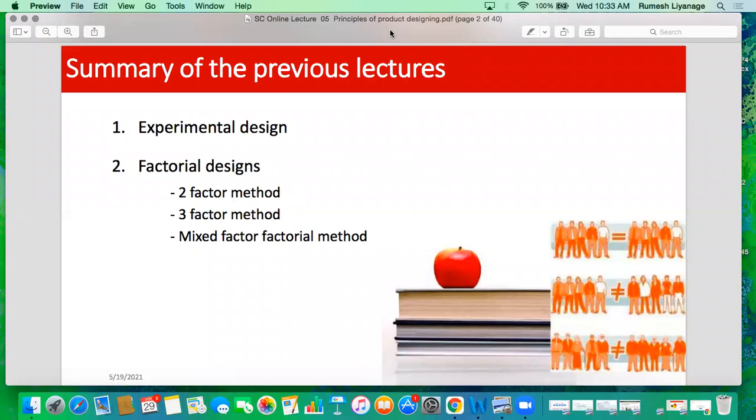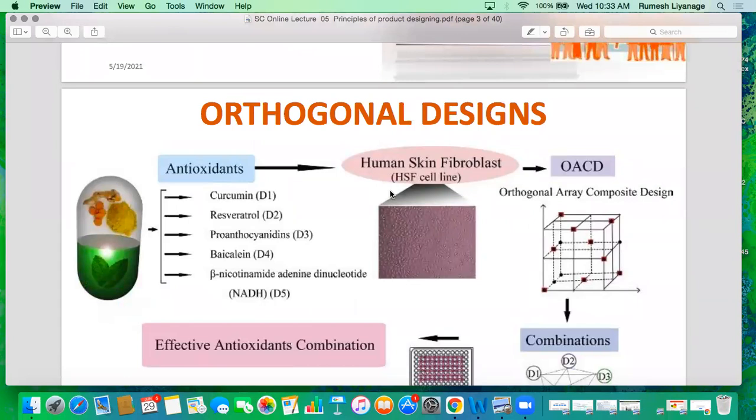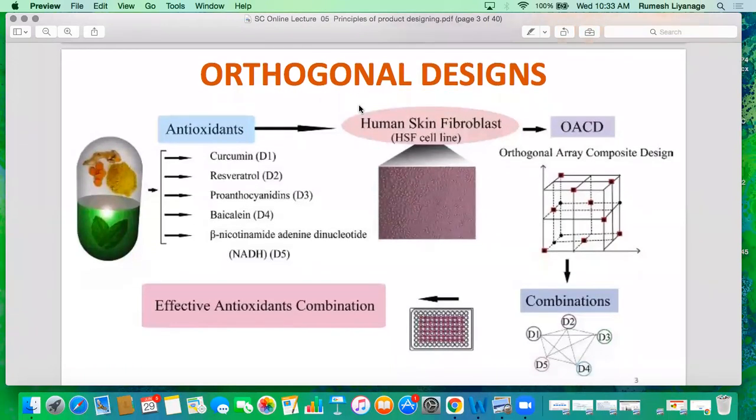So today I will discuss with you some new and some other methods as well. So we are moving to the orthogonal design. This is a little bit new word, orthogonal design. It is actually a statistical word. You may have heard that one before this lecture, perhaps in your statistics lectures as well. So orthogonal designs mean something totally different from the factorial designs.